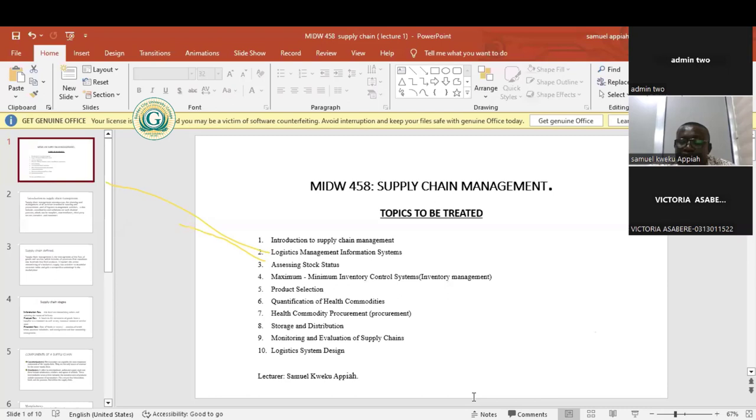Then we're going to look at monitoring and evaluation of supply chain. How do we monitor, how do we evaluate supply chain? Then we'll be looking at the logistics system. Logistics, what is logistics? Let me also get your understanding. People have funny ideas about logistics. If you've heard the word logistics before, when you hear the word logistics, what comes to your mind?